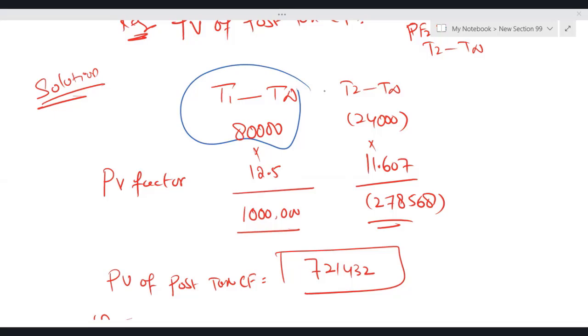Is this clear now? Because of the delay, it is happening. So time period of income and time period of tax is different. It's not same.